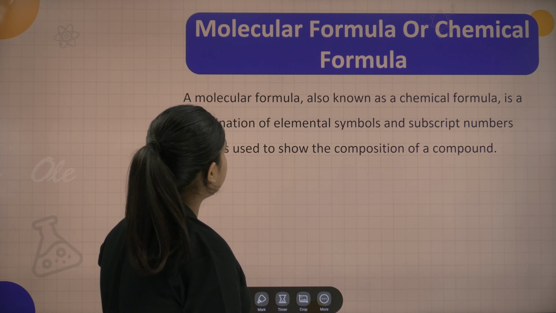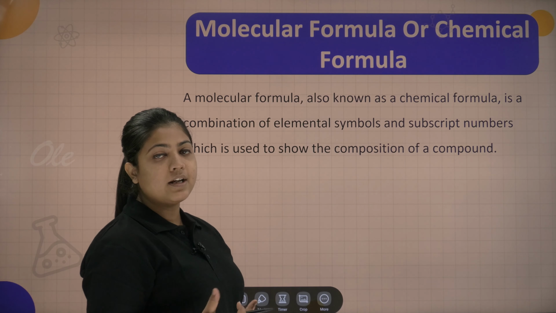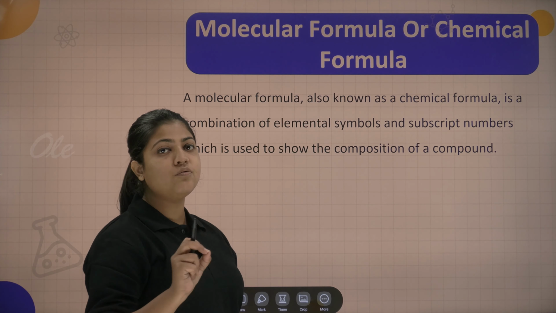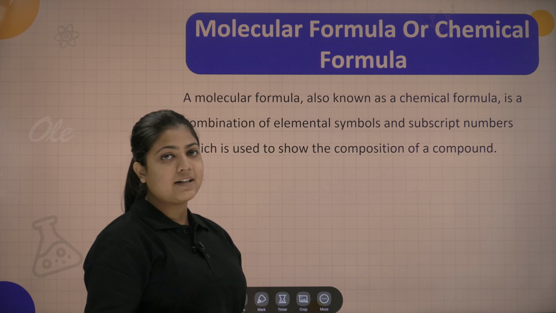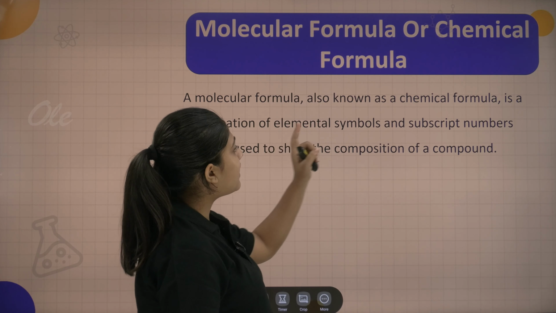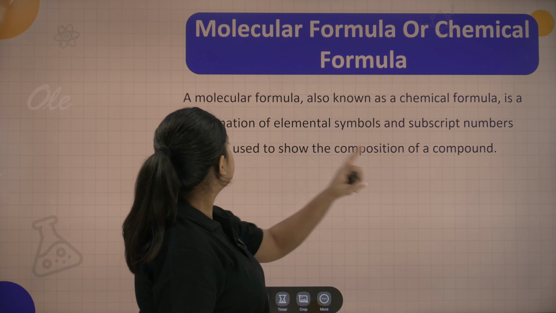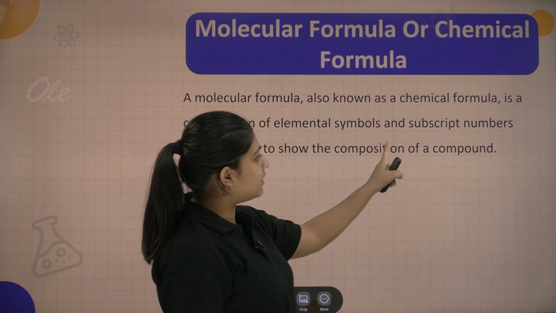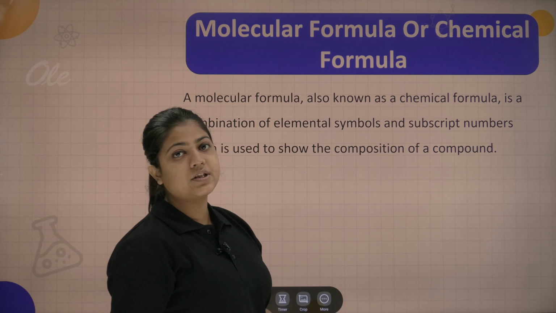If I talk about a molecular formula, why is it known as molecular formula? Because we have seen that H2O is actually a molecule. It is a formula as well as a molecule, so that is the reason why we call it molecular formula. It is also known as chemical formula because it is a chemical compound as well, a combination of elemental symbols and subscript numbers which is used to show the composition of the compound.